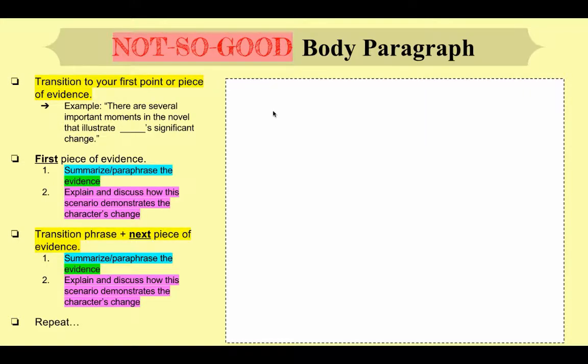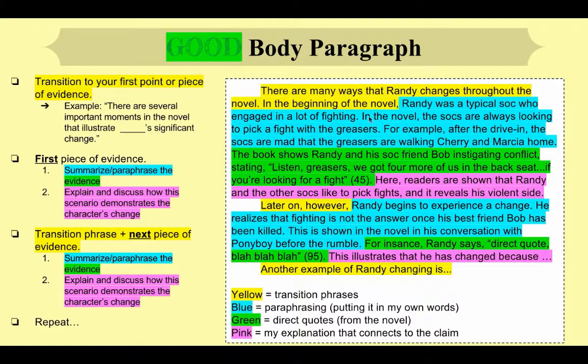So let's look back at the slide before. I weave it into an overall sentence. The book shows Randy and his Soc friend Bob instigating conflict, stating, "Listen, Greasers." Or down here, for instance, Randy says, direct quote, blah, blah, blah. After all of that is said and done, I still think the pink is one of the most important things. This is where you, after you've provided the evidence, discuss how this demonstrates the character's change or what this demonstrates about the character.